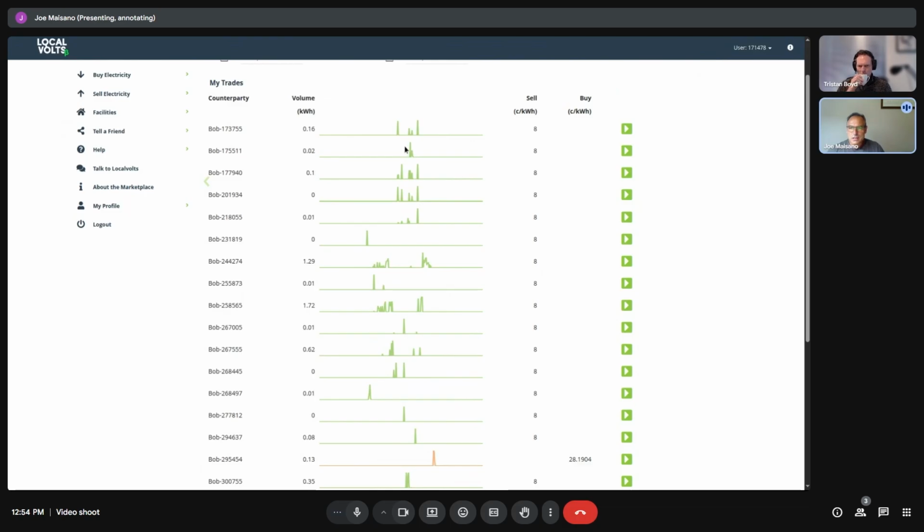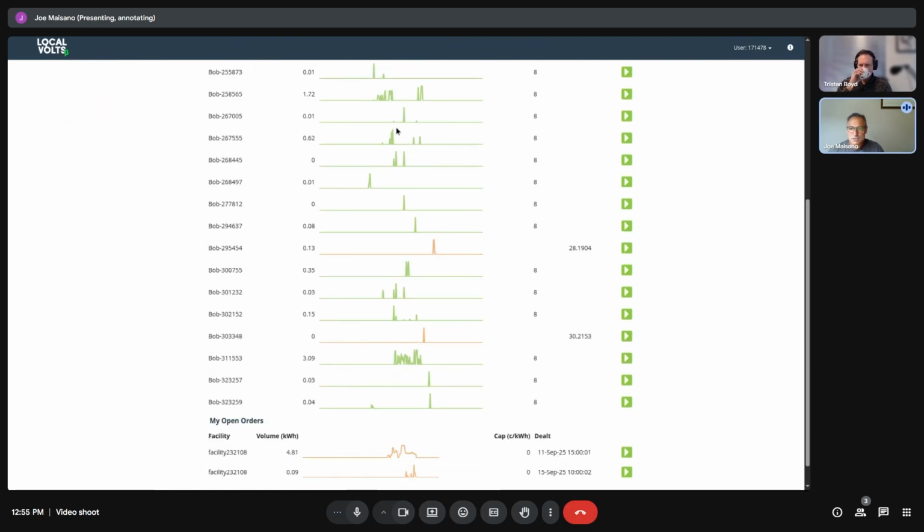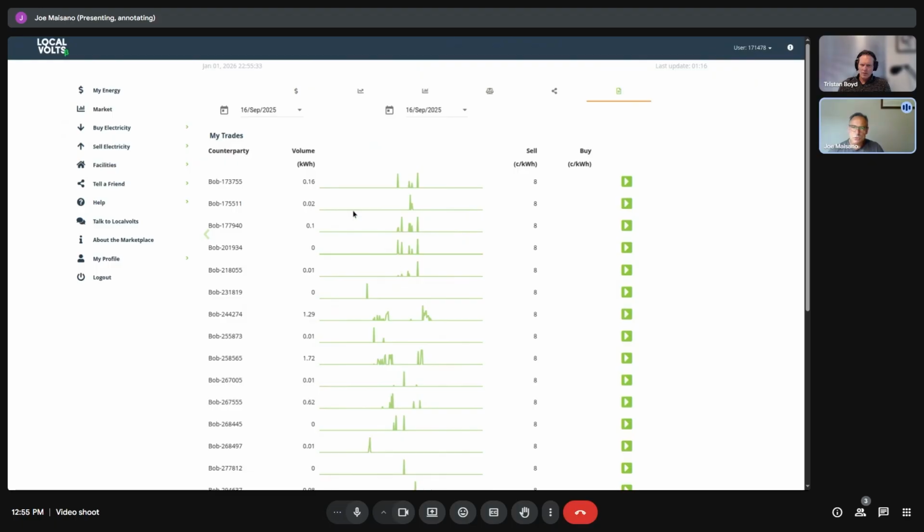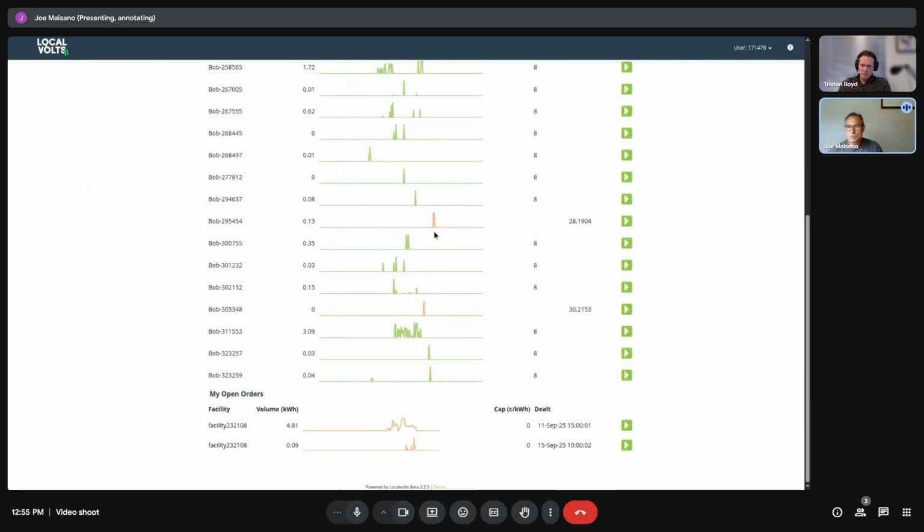So the green lines or the green graphs are the offers or my sells, and the orange color is where I've purchased. And then these are all actual match trades. So these are ones where I've sold and found a buyer, and these are ones where I've actually agreed to buy. And then down at the bottom, we'll have this My Open Orders section, which may or may not appear depending on if you have any open orders.